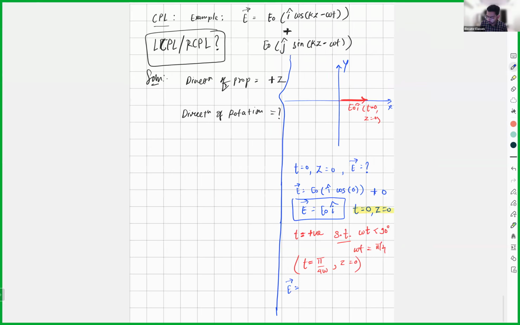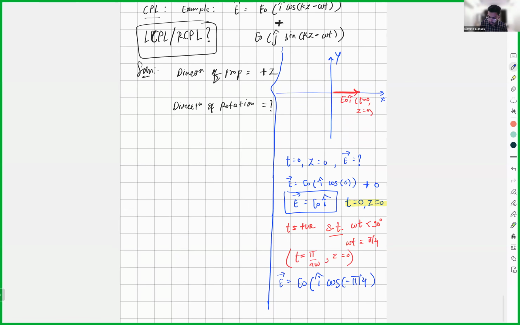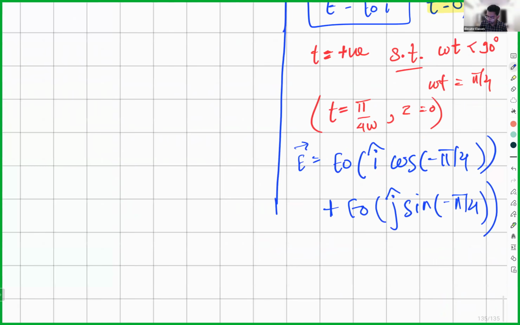So omega t is pi by 4, right? So this will be E naught i cap cos of minus pi by 4 plus E naught j cap sine of minus pi by 4. Okay, so use the minus signs carefully.